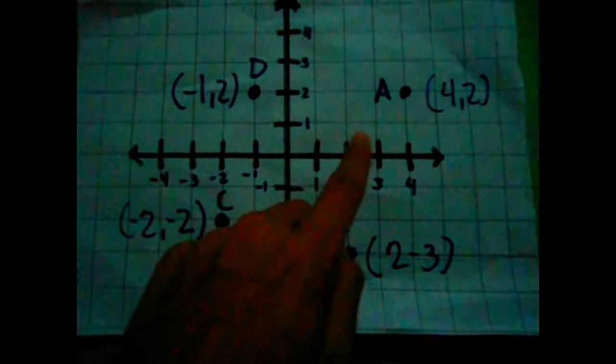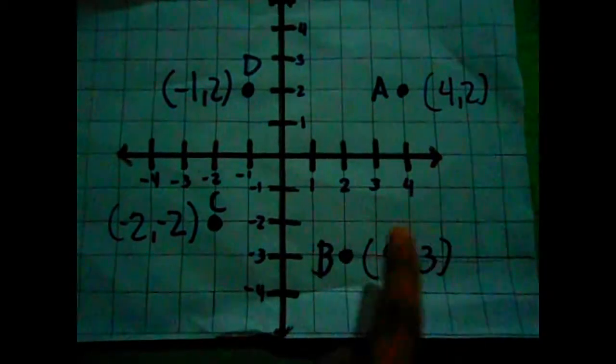This is point A, positive 4 and positive 2. This is point B, positive 2 and negative 3. This is negative 2 and negative 2 of point C, and this is point D of negative 1 and positive 2.